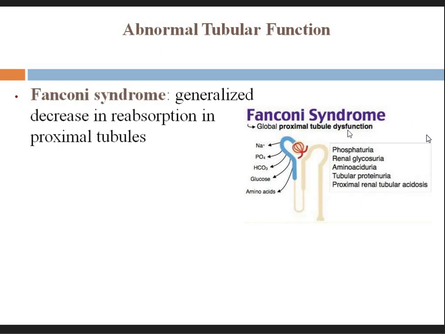There will be phosphaturia, renal glycosuria, amino aciduria, because then these substances will not be absorbed that much in the other portions. The major absorptive capacity is that of the PCT. So their levels will be increased in the tubules, and they will come out in urine. So amino aciduria, glycosuria, tubular proteinuria, and proximal renal tubular acidosis, because hydrogen is also secreted in this tubule. So that will also not be there, and there will be acidosis as well.